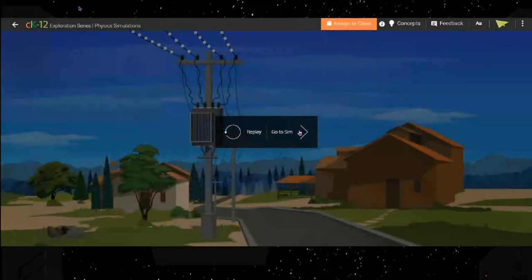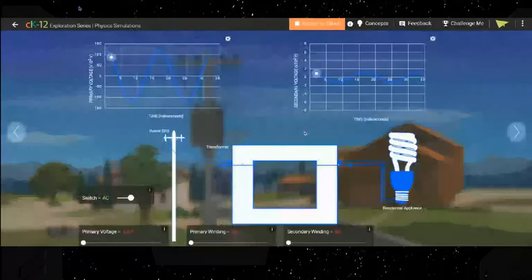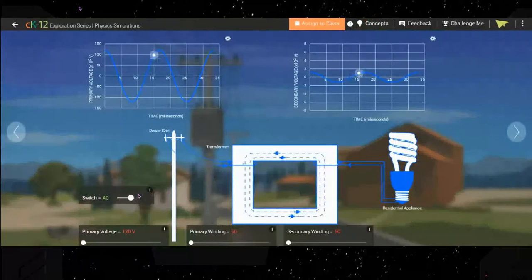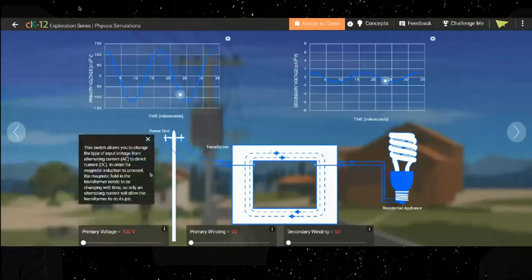So, let's go to the simulation of what we have learned just now. You can try this simulation. Firstly, let's take a look at the sliders. Firstly is the switch. The switch allows you to change the type of input voltage from alternating current AC to direct current DC. In order for magnetic induction to proceed, the magnetic field in the transformer needs to be changing with time. So only an alternating current will allow the transformer to do its job.